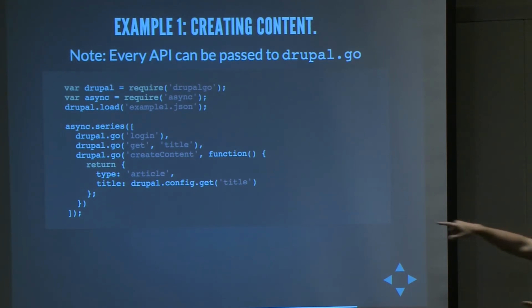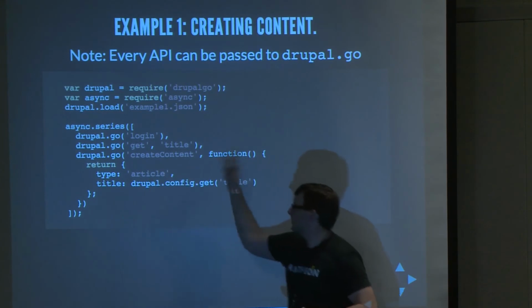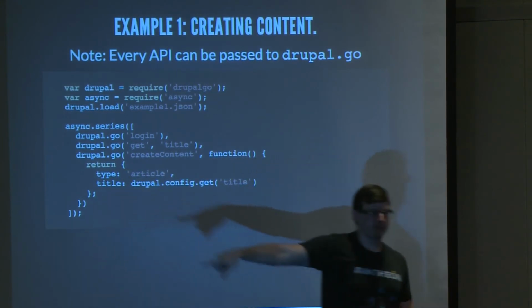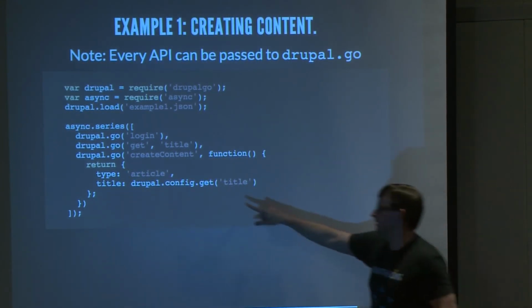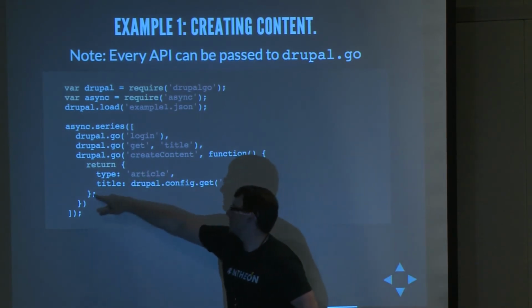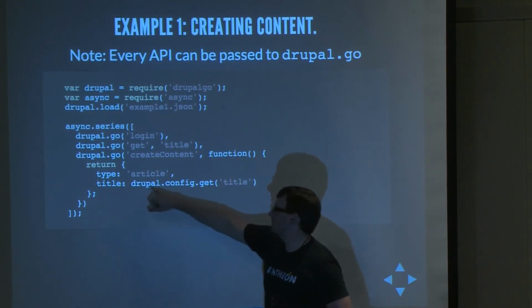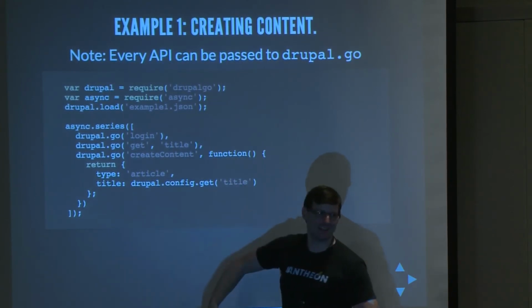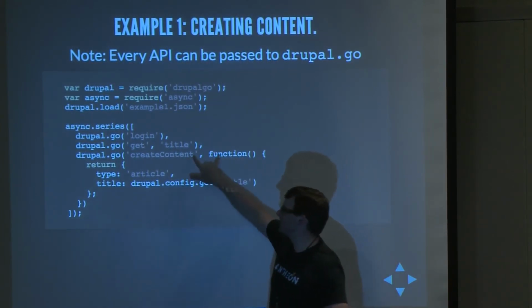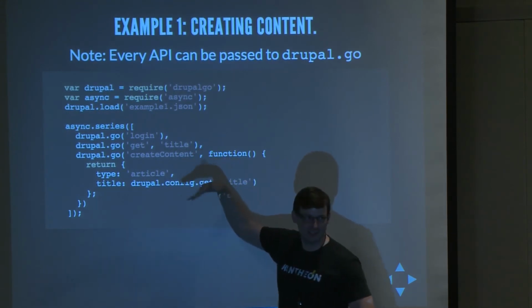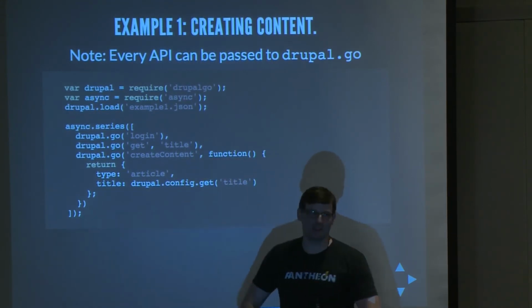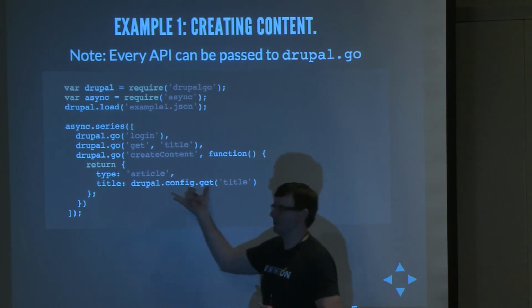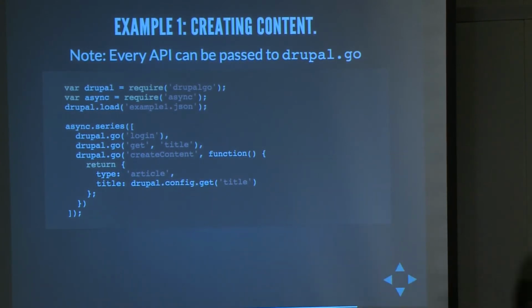Does anybody know why I had to do this return function callback and return this structure here? The reason why I had to do this is because I could have just had this bracket right here. The problem is Drupal config get title. I haven't provided it yet by the time that that gets executed. So whenever this Drupal Go is getting added to the series, it adds everything to the series, and then it processes them. And at that point, this get title is nothing because it hasn't asked me for it yet. It ends up being null, and that's why I had to do it that way.